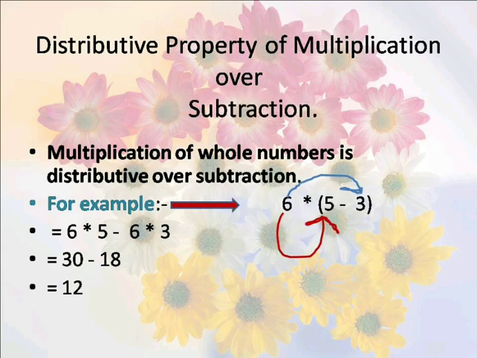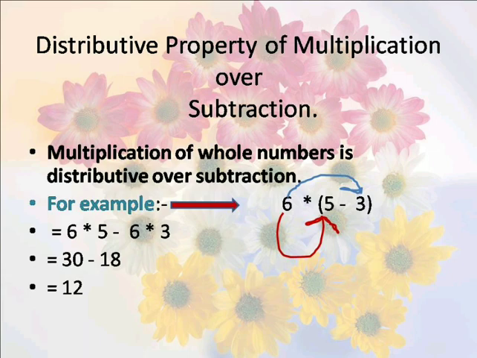Now next property is distributive property of multiplication over subtraction. Again here also three numbers are there. One is outside and two are inside. The only difference is there. In the previous one, the numbers which are inside were having plus sign. But here the numbers which are inside the bracket are having negative sign. So again the number which is outside the bracket will be multiplied with both the numbers which are there inside.